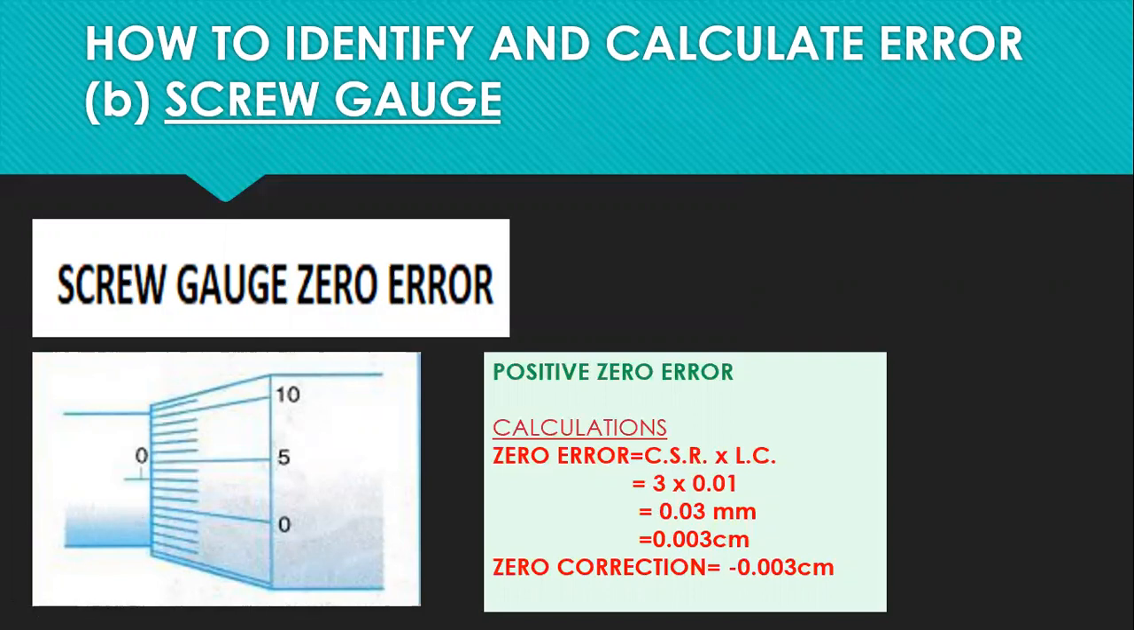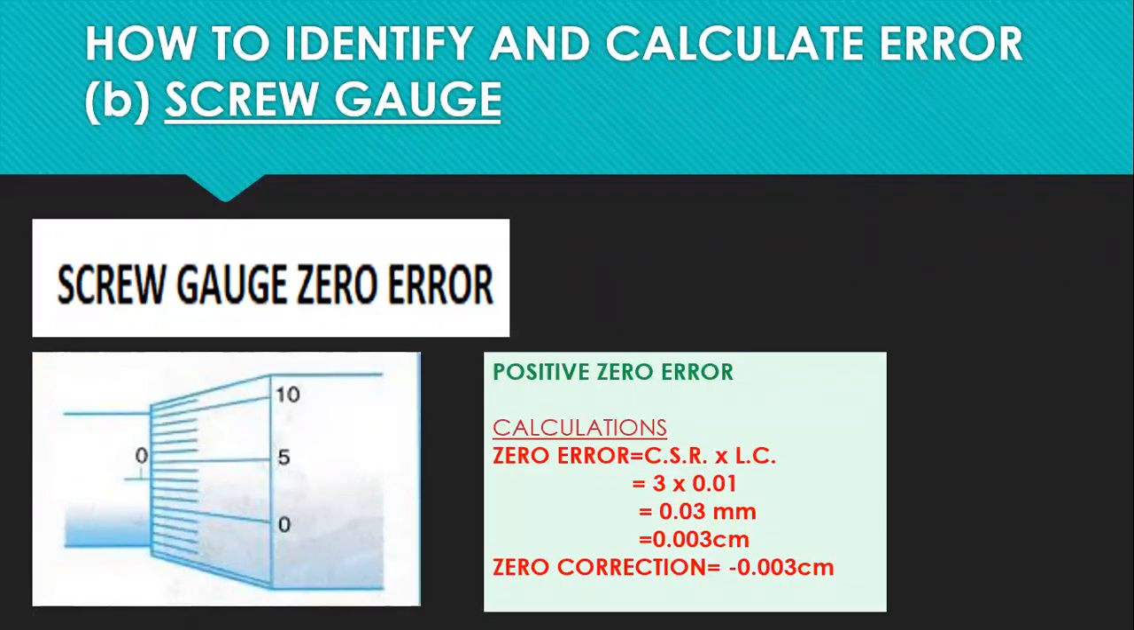Formula for it, zero error is equal to circular scale reading into least count. You will count the number of divisions. The line that is matching with the index line. Over here, it's a bit simpler. You don't need to look at each and every reading. Just the line that is matching with the index line is your circular scale reading. So it's 0, 1, 2, 3. So third line. So 3 multiplied by the least count, 0.01 millimeter.